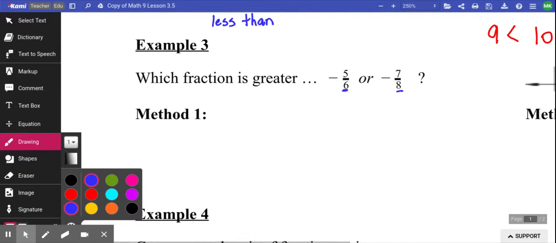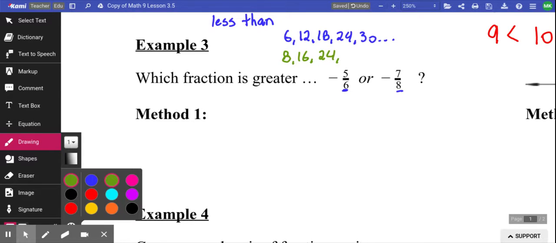I'm going to skip count a little bit. So it's 6, 12, 18, 24, 30, and so on and so forth. Those are the multiples of 6. 8 is 8, 16, 24, 32, 40, and so on and so forth. And I realized that they both have a common number in 24. So 24 is the denominator that I'm trying to make them become.